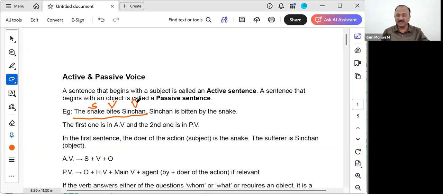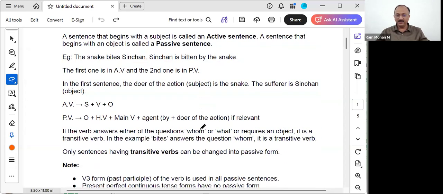The same thing, when we rearrange this, the object will come first, followed by the verb, and then finally the subject. The subject comes last, then it is called a passive voice. This is just the difference in how we write the sentence. Both give the same meaning. When we convert from active to passive voice, the original tense structure should not change, and also the meaning of the sentence should not change.